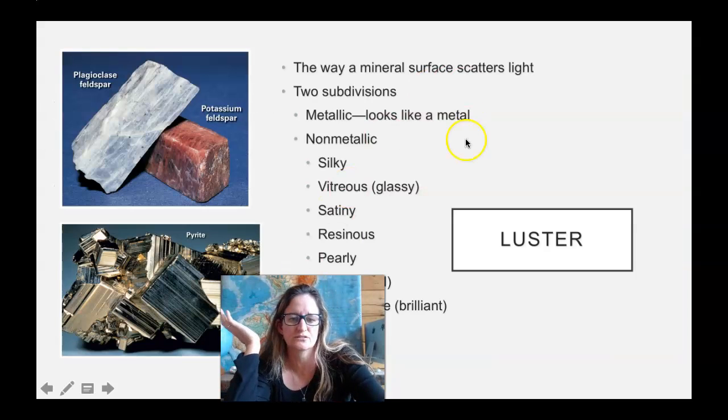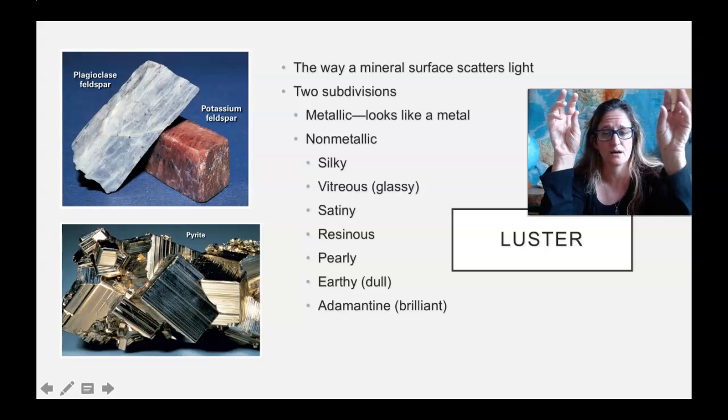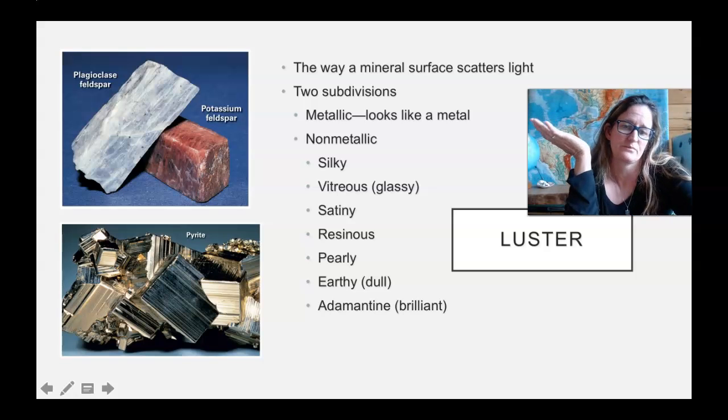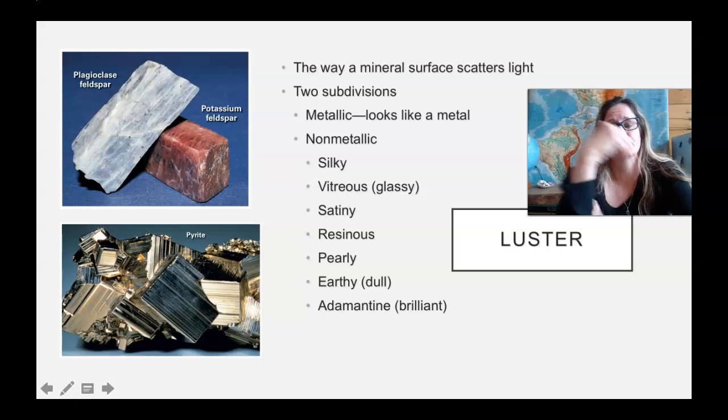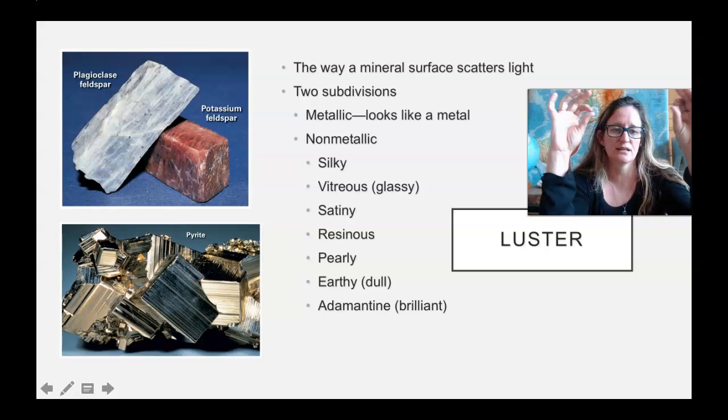The next one is luster, and luster is how the mineral reflects light. We usually start with, is it metallic or non-metallic? So the example is pyrite, and it looks like a piece of metal. So we would call that metallic luster. Above that are two examples, ignore the dog barking, two examples of feldspar. The feldspar is not metallic. It doesn't look like a metal. If it's metallic, it looks like a metal.